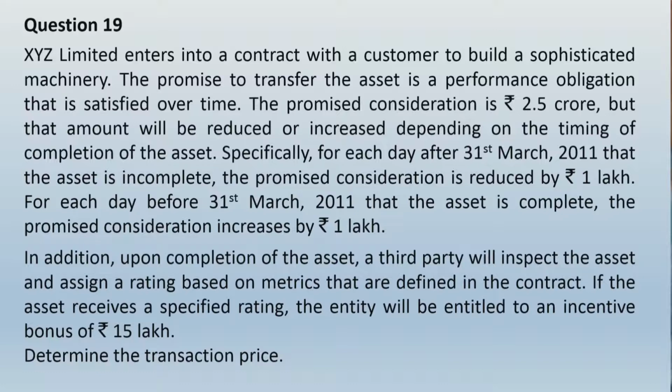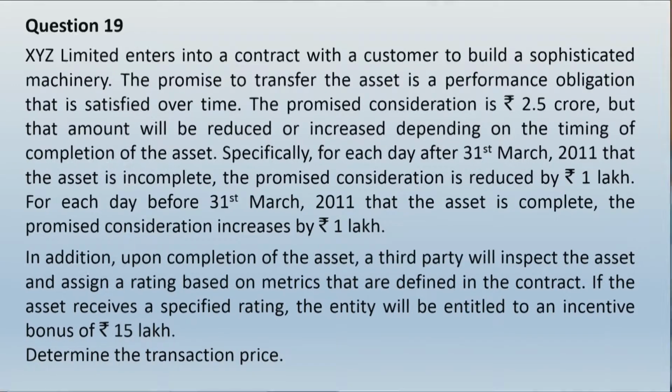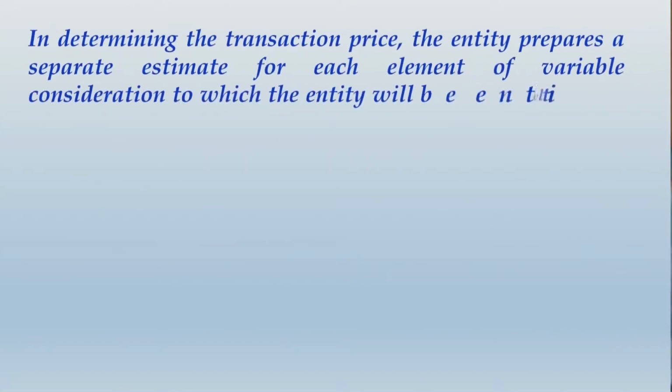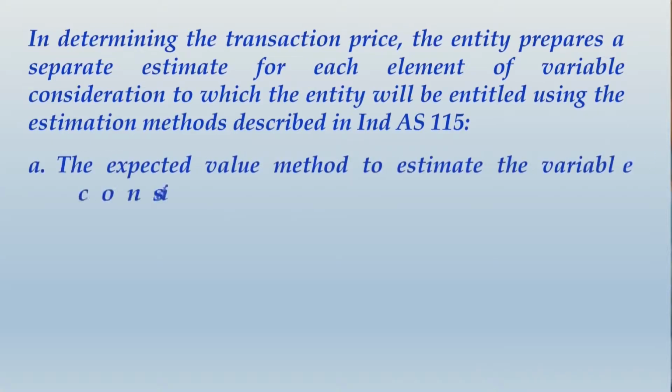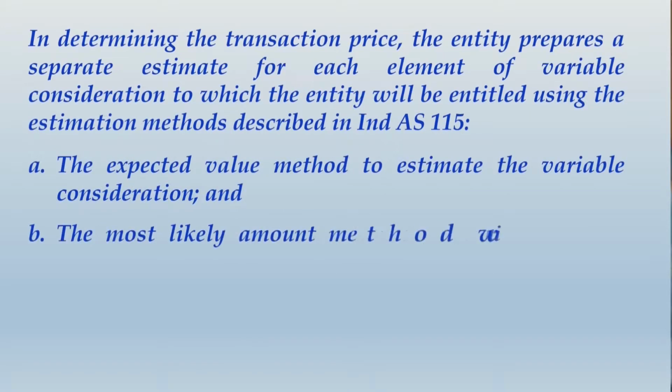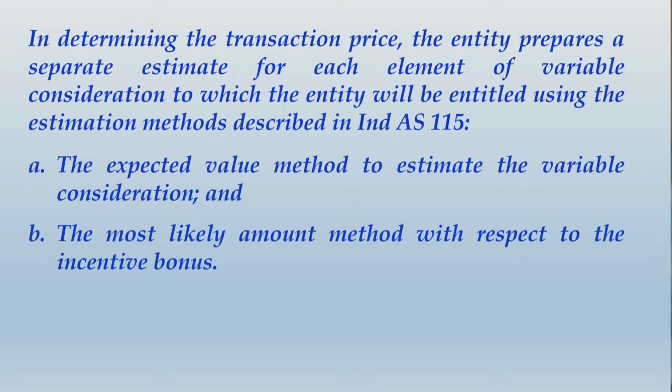So now it is time for us to understand how to present the solution of this question. Let us first write: in determining the transaction price, the entity prepares a separate estimate for each element of variable consideration to which the entity will be entitled, using the estimation methods described in IND AS 115. So first will be the expected value method to estimate the variable consideration, and secondly the most likely amount method with respect to incentive bonus. So friends, do one thing, write up this part of the solution first and then I take you ahead.